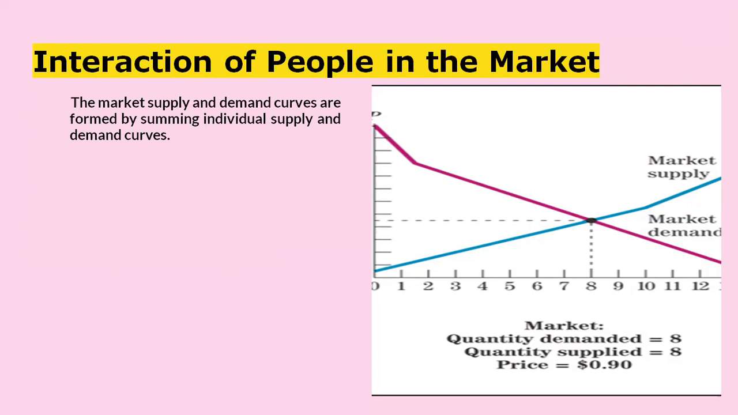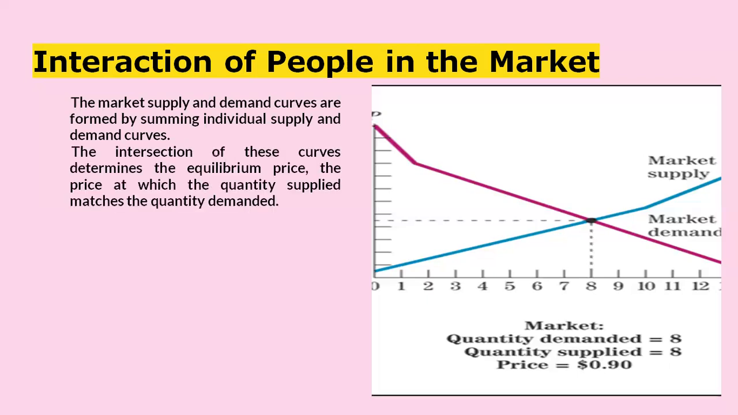The market supply and demand curves are found by summing individual supply and demand curves. The intersection of these curves determines the equilibrium price, the price at which the quantity supplied matches the quantity demanded.